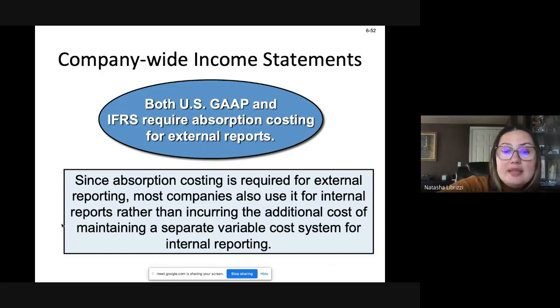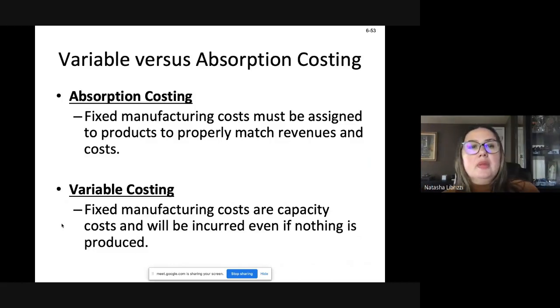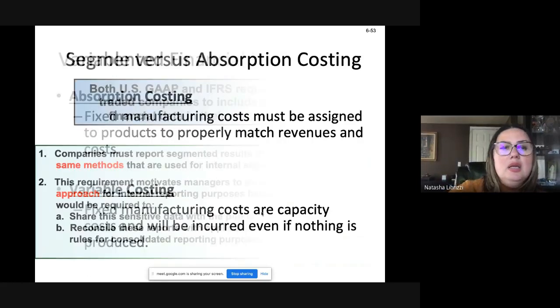There's another reason companies might be afraid that they have to report it on financial statements externally, and that would give an edge to competition to know their information per product. This is just a summary. Absorption costs, fixed manufacturing costs must be assigned to product to properly match revenue. Under variable costs, fixed manufacturing costs, our capacity costs will be incurred even though it's not produced. So we just recognize it in that particular year.